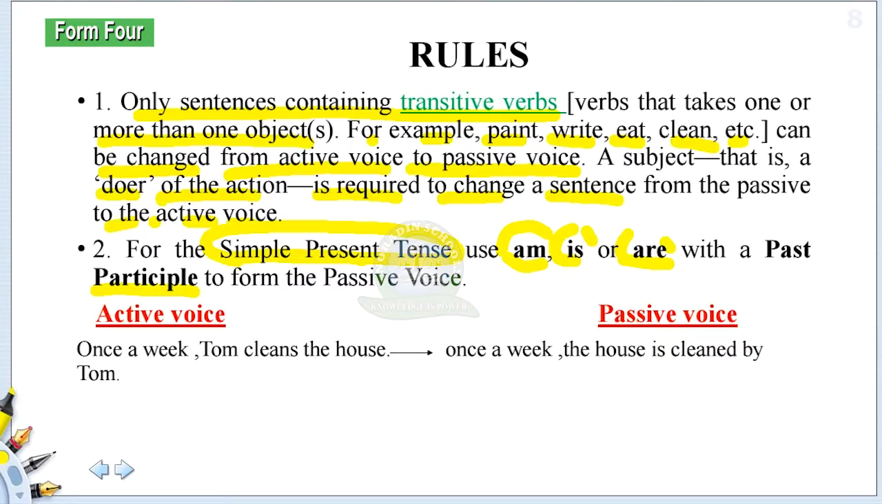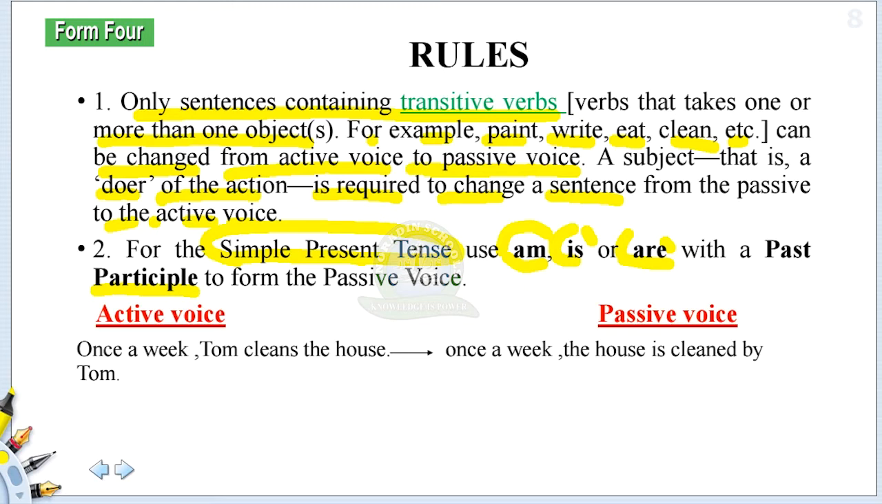For example, this sentence is in active voice and we want to change it into passive voice. Once a week, Tom cleans the house. Once a week, the house is cleaned by Tom.